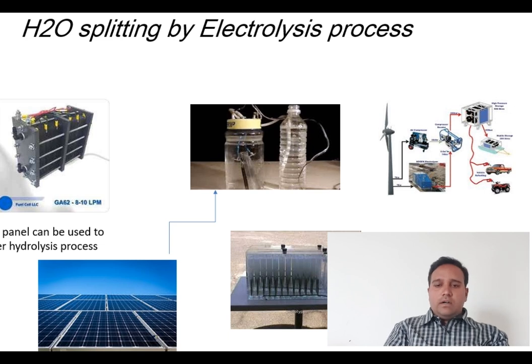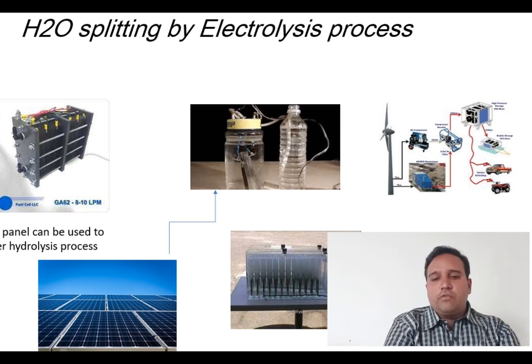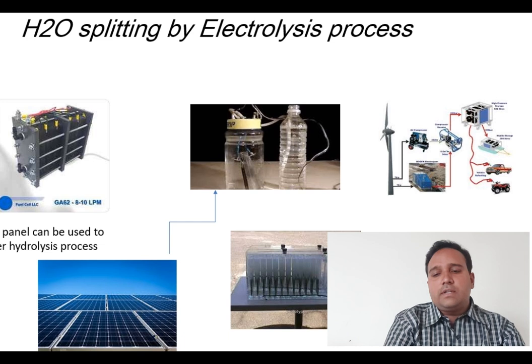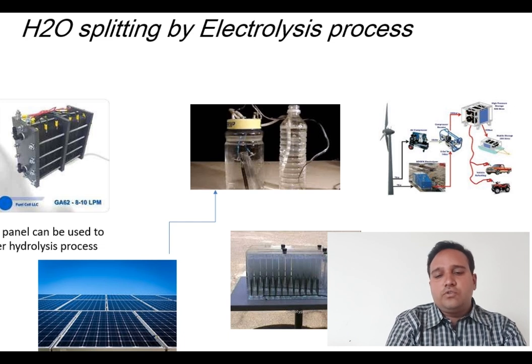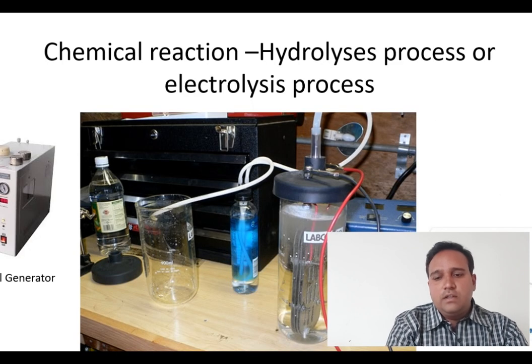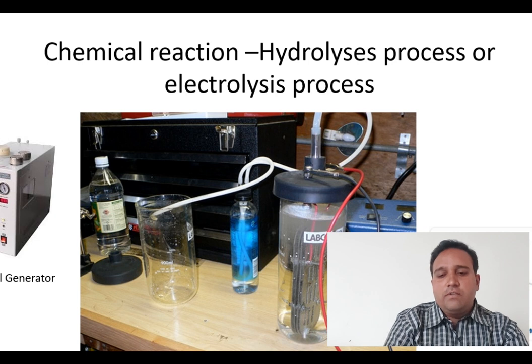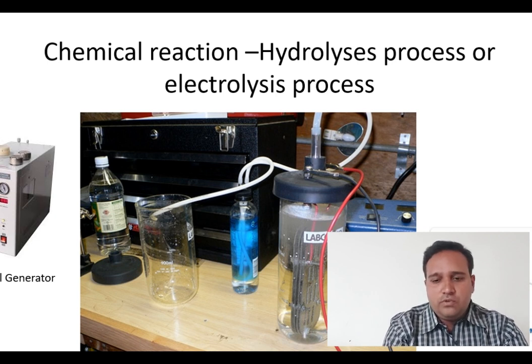Here you can see a source of water which can be used, and the solar panels are used to split the hydrogen. H2O, meaning water, can be split into two particles, hydrogen and oxygen. This is a laboratory explanation of the hydrolysis process, where you can split the molecules of hydrogen and oxygen.